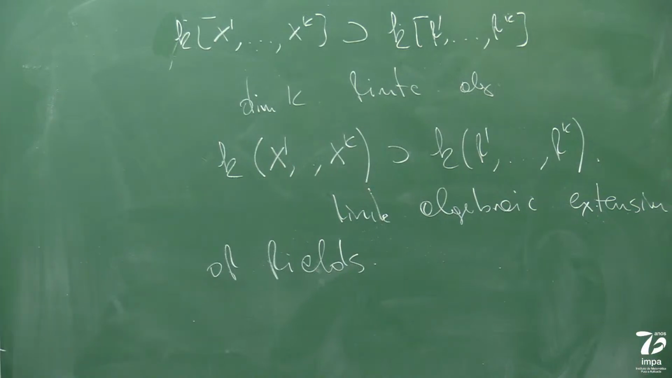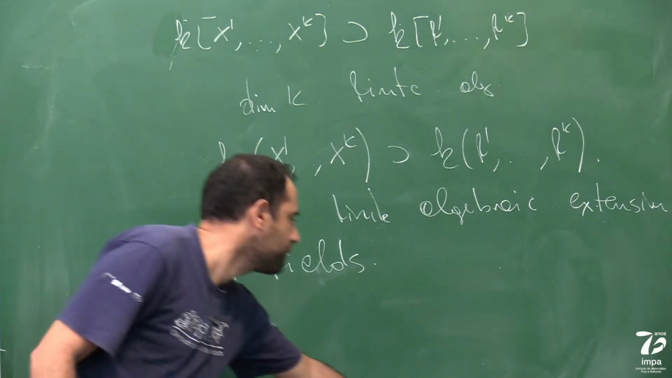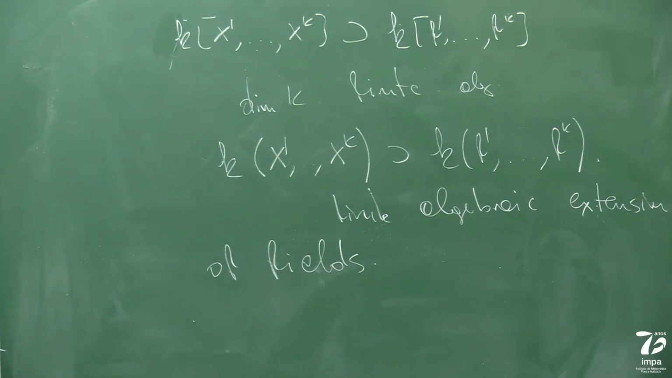But the fi's were algebraic over the xi's. They satisfy some algebraic equation. So what you can do is look at the polynomials.